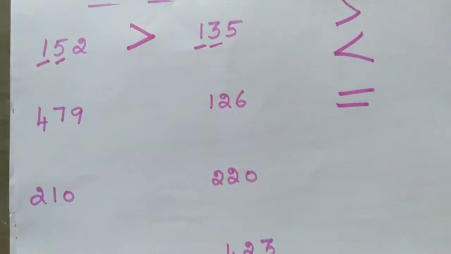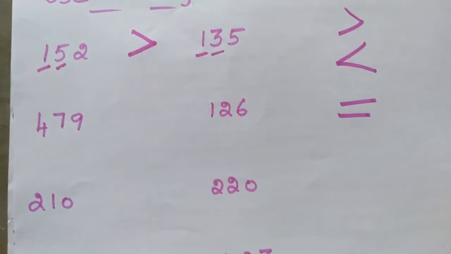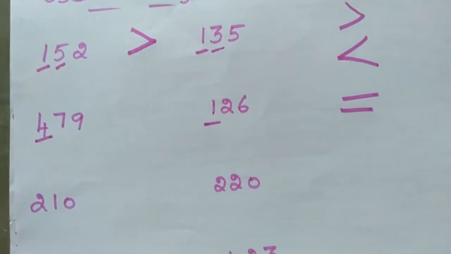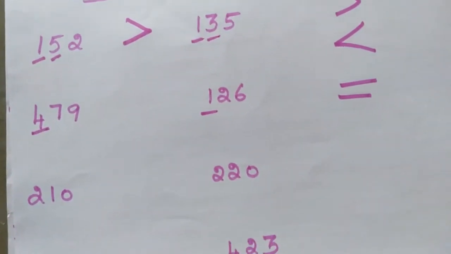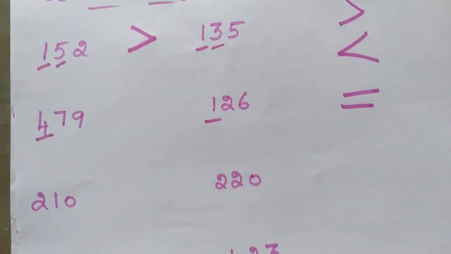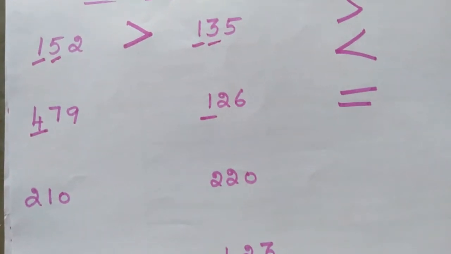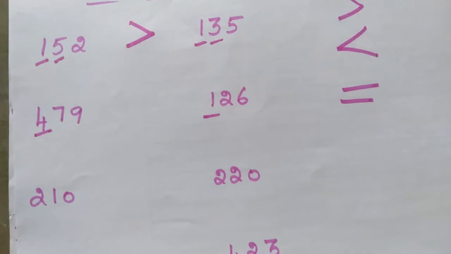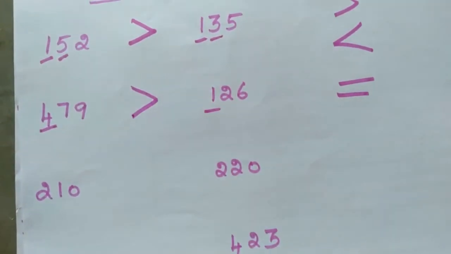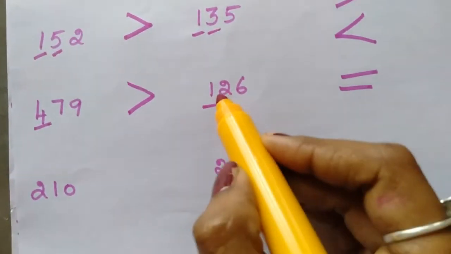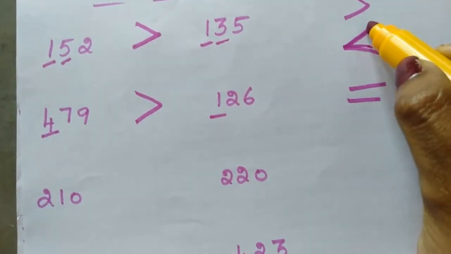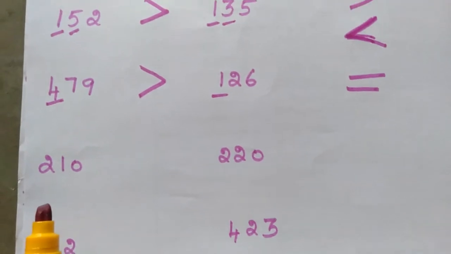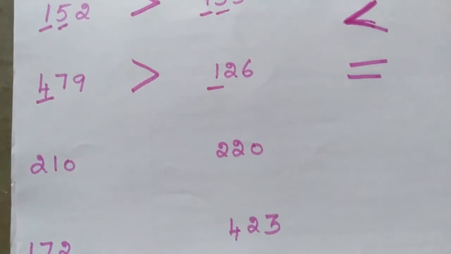479, 126. Here also you have to check the hundreds place. Here 4 and here 1. So, now you know, right, when we compare these two numbers, 4 is the greatest number, 1 is the smallest number. What I said, the greatest number, which side will come? Opening mouth. So, open side. This is less, close side. Understood? Okay, the next, 210, 220.